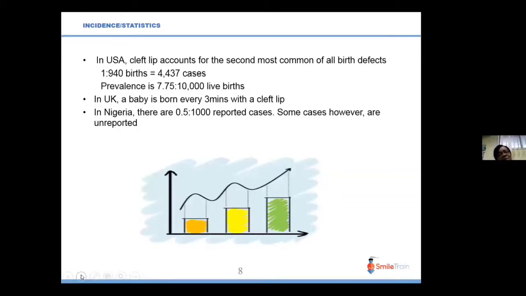And here, another slide that we have for incidence or statistics. When you look at, you see in America, the amount of cleft lip and palate conditions together, the prevalence, the UK, and in Nigeria. In Nigeria it is 1 in 1,000 cases, but not all are reported. Many, many cases are unreported in Nigeria because of our situation, because we are an underdeveloped country. So records are not there. Even childbirth records are not there.